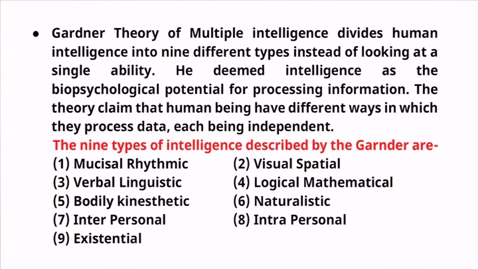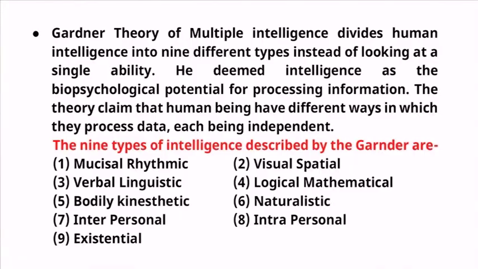Then the 4th is logical mathematical ability. Logical mathematical intelligence refers to the ability to reason logically, detect patterns and think abstractly. How do you think abstractly? How logically can you solve the problem? Abstract thinking means how you are able to understand the symbols, plus, minus, right, wrong, whatever they are. That is called abstract intelligence.